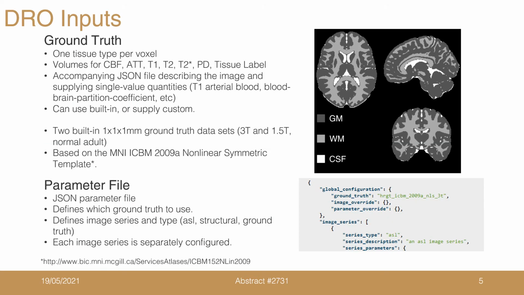The DRO takes a ground truth image and a parameter file as inputs. The ground truth comprises a 5-dimensional NIfTI with volumes for perfusion and intrinsic MRI quantities, and a JSON file with single value quantities. Either built-in or separately provided ground truths can be used, with the built-in ground truths based on a widely known atlas. The parameter file configures how the DRO will run. Ground truth parameters can be overridden, and the quantity maps have scaling factors applied. Multiple image series can be specified, each with their own parameters.